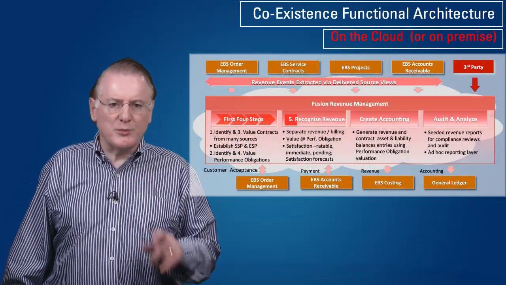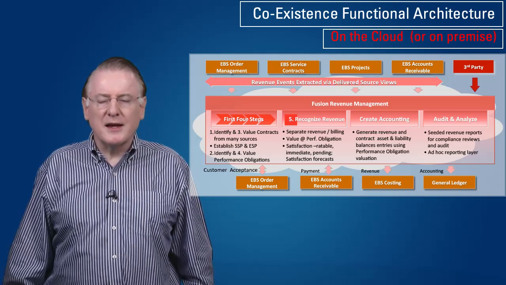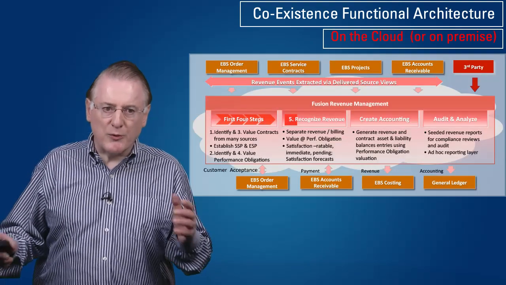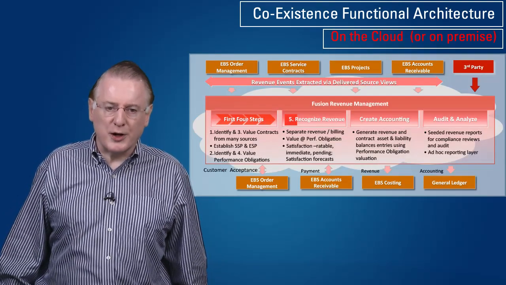This is the actual most important slide in the deck. This shows how Fusion Revenue Management works, gives you its footprint, and shows you how it ties in with EBS. Across the top and across the bottom, you will see modules in EBS: EBS Order Management, EBS Service Contracts, EBS Projects, etc. Over on the right-hand side, you will see third party. Again, we were very careful to include third party.